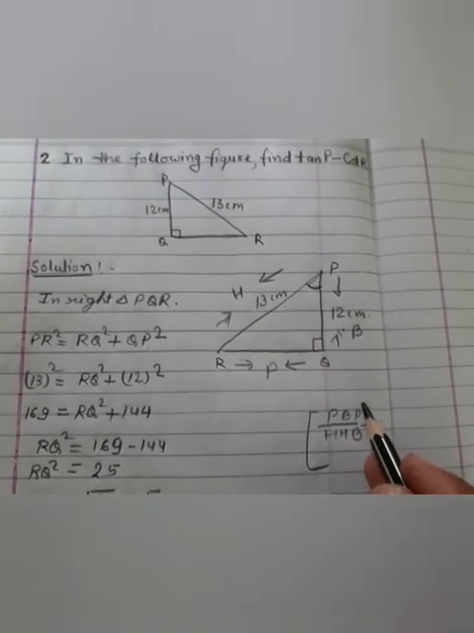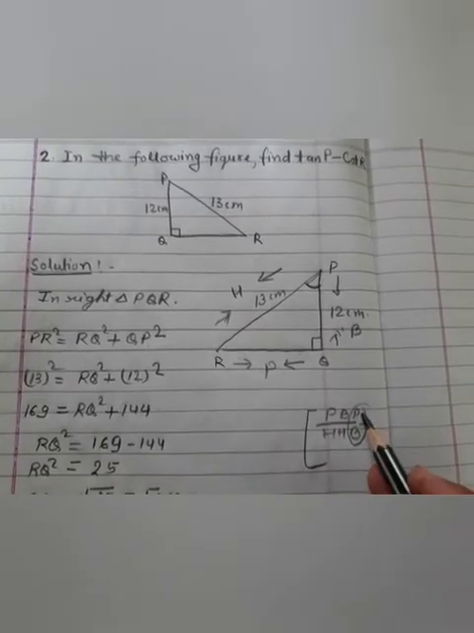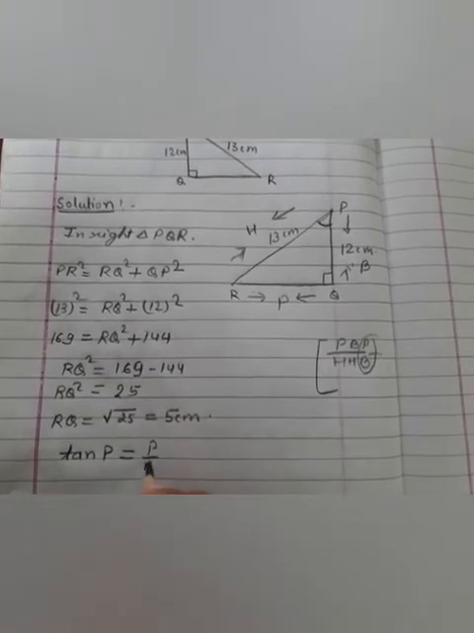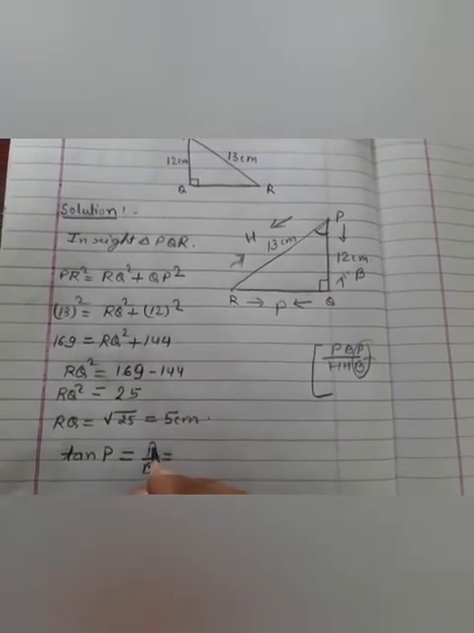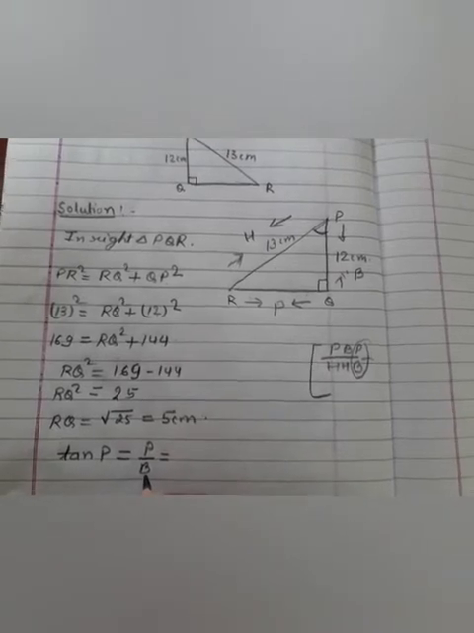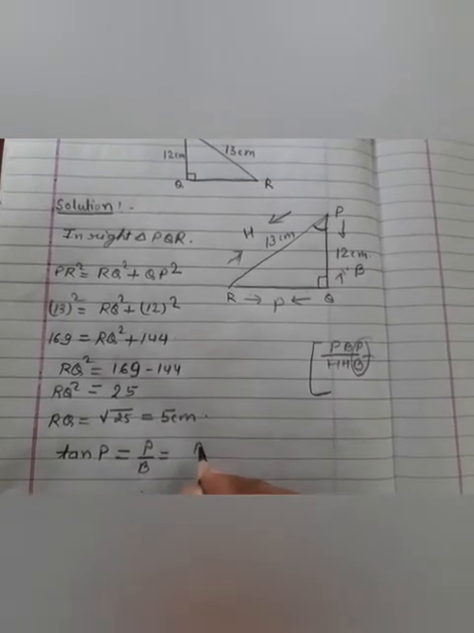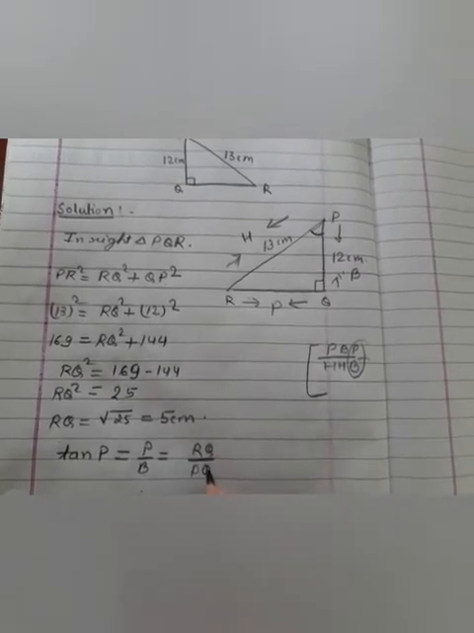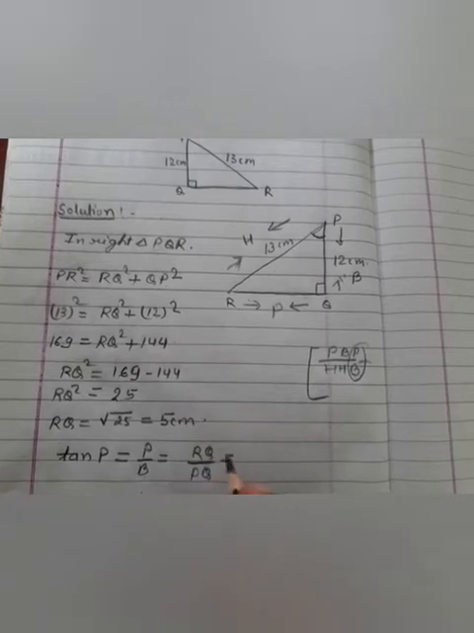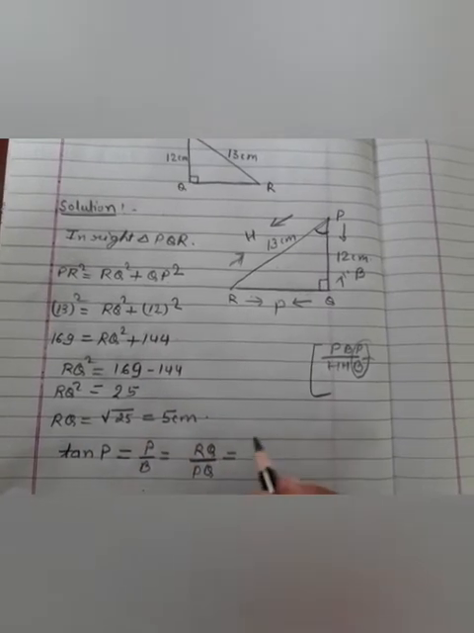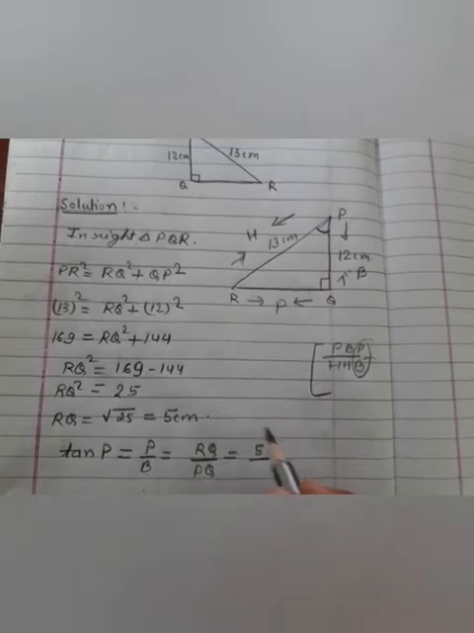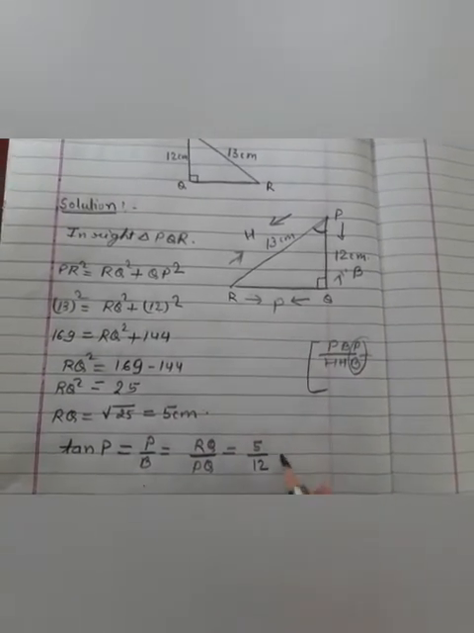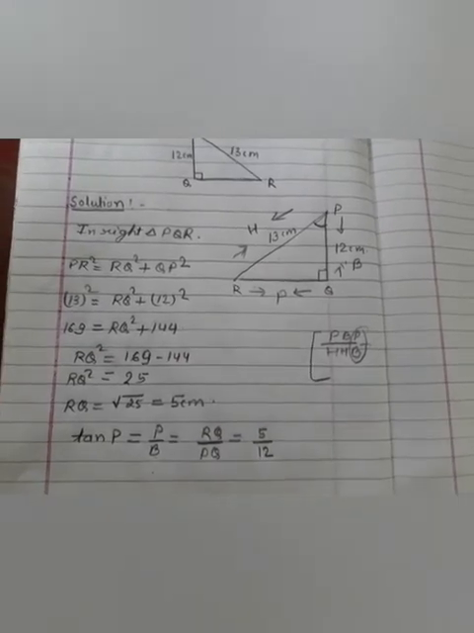Ok? So we take here tan. Tan is equal to P by B. P is perpendicular upon base. The perpendicular is RQ and base is given here PQ. Clear? RQ is given here. We find the RQ. RQ is 5 and PQ is given that 12. Clear?